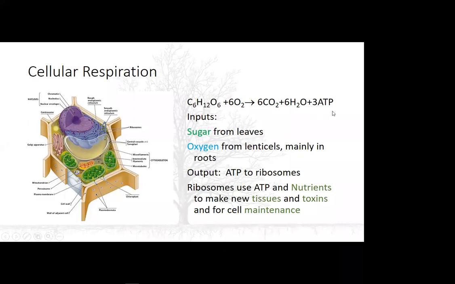So in a sense, if you want to get into the quantum dynamics of it, the plant, through photosynthesis and cellular respiration, is taking photonic energy and turning it into energized electrons that then are used in the ribosomes, which you can't really see, their little dots spread throughout here, that are making new tissues or the toxins or the cell maintenance using the energy in the ATP and the nutrients that come up from the root system.